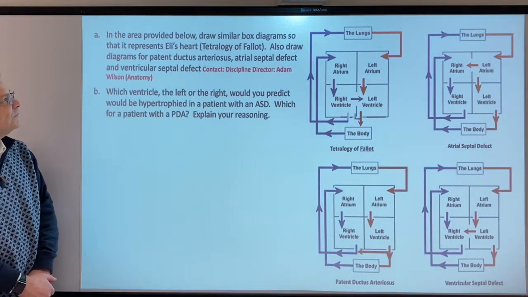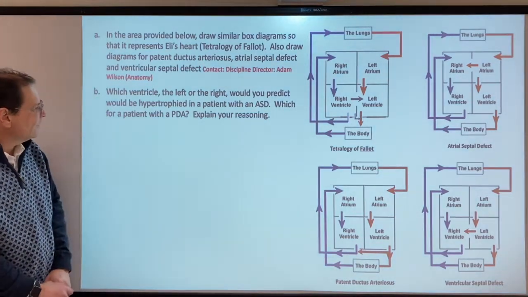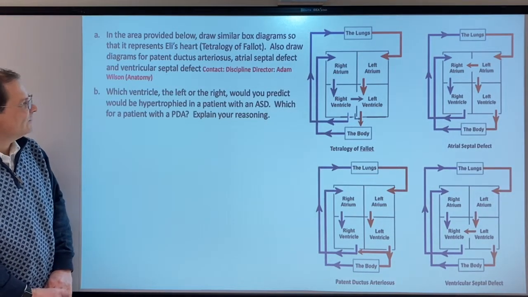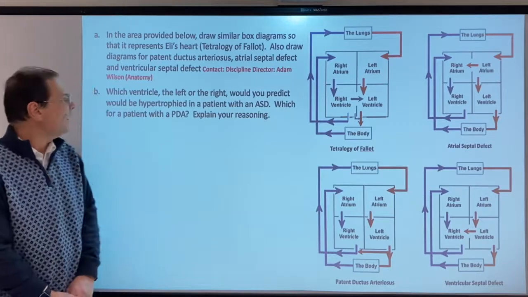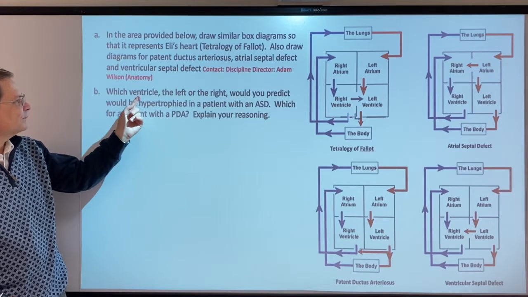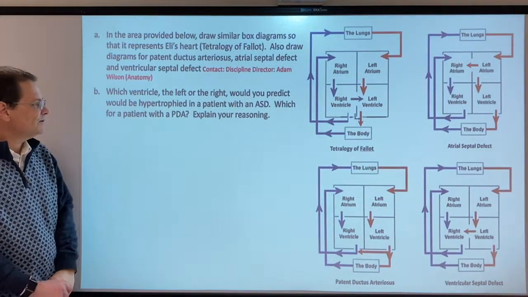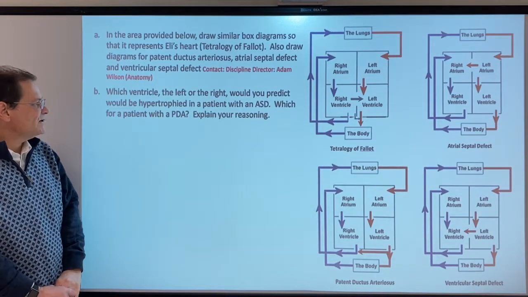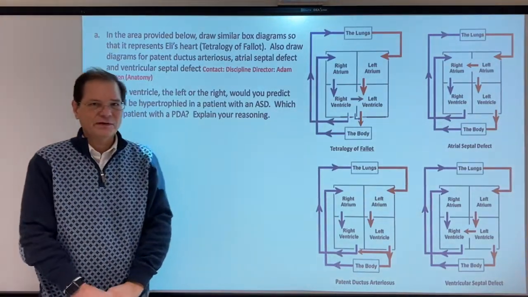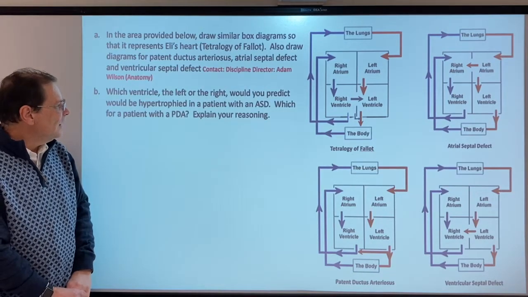So we asked you to draw similar box diagrams for other defects, and those are over there. And Dr. Wilson is really as responsible as anybody for that exercise, being both anatomy and embryology. But what I wanted you to do after looking at these boxes was predict which ventricle, the right or the left, would you predict would be hypertrophied in a patient with ASD, and for a patient with PDA. Explain your reasoning. So the first thing is, instead of hypertrophied here, I should have said enlarged. And I'll talk to you about why that is in a second.